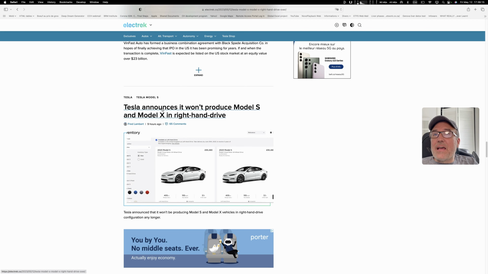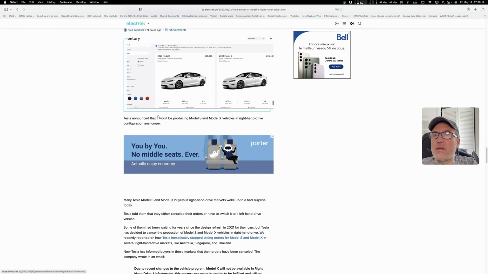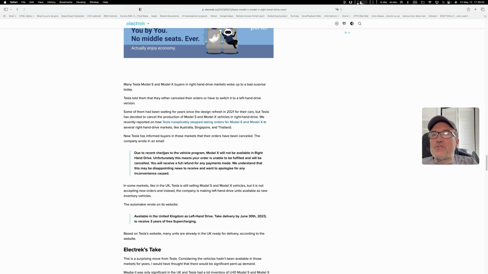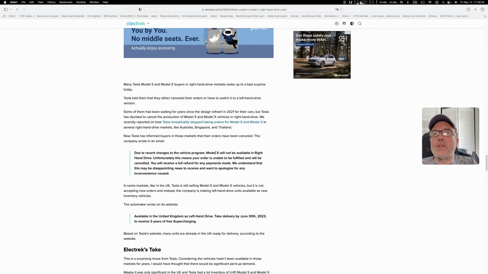Wow, Tesla announced it won't produce Model S and X in right-hand drive. Due to recent changes to the vehicle program, Model X will not be available in right-hand drive. Unfortunately, this means your order is unable to be fulfilled and will be canceled. You will receive a full refund for any payments made. We understand that this may be disappointing news to receive and want to apologize for any inconvenience caused.